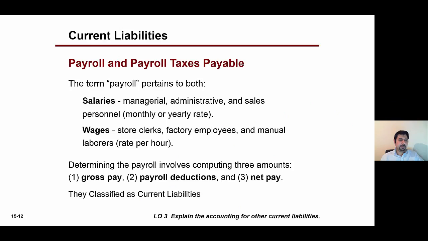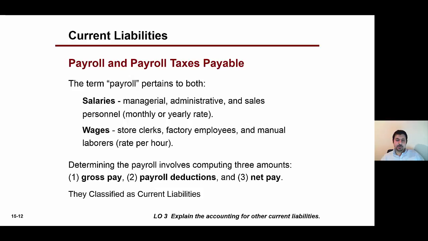Another kind of current liabilities are payroll and payroll taxes payable. When we talk about payroll, we are talking about what the company pays to their employees in return for their work, and that would cover salaries and wages. Those two are basically the same. The main difference is the rate at which they are paid. For example, wages are usually per hour, compared to salaries, which are usually yearly or monthly rates. But they are treated basically the same.